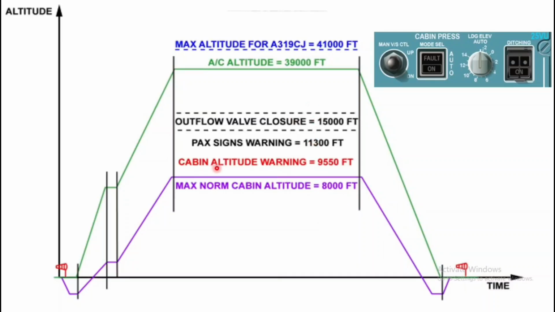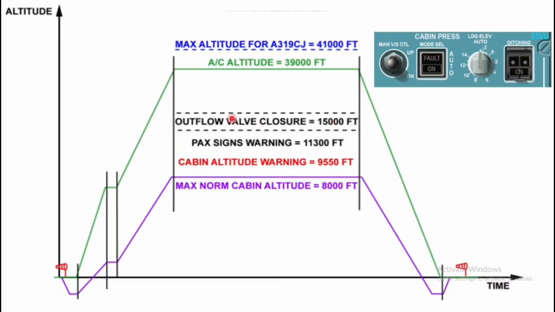Just for example, if cabin altitude increases to 9,550 feet, you will get a master caution and an ECAM warning for that. If you go further, at 11,300 feet the passenger sign will activate, and the outflow valve safety device closes the valve when the cabin altitude reaches 15,000 feet. So the outflow valve will automatically close when the cabin altitude reaches 15,000 feet.